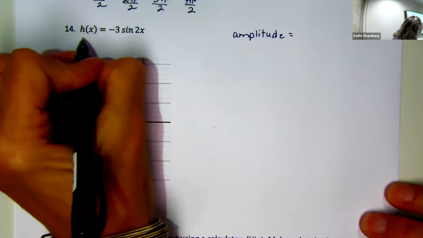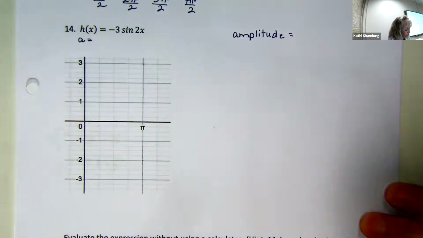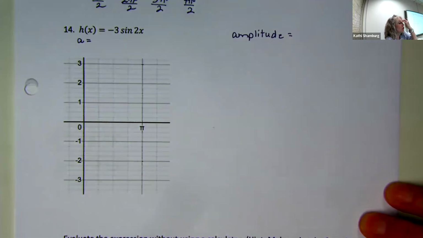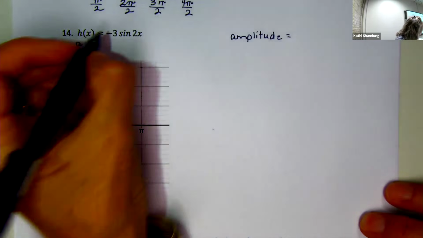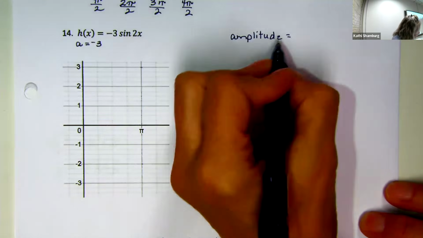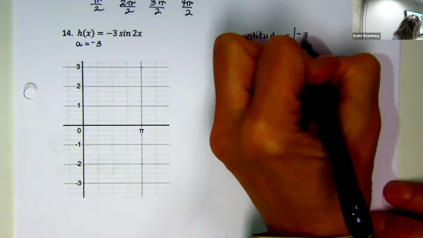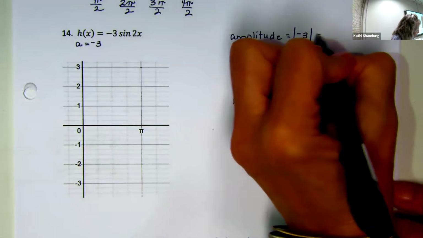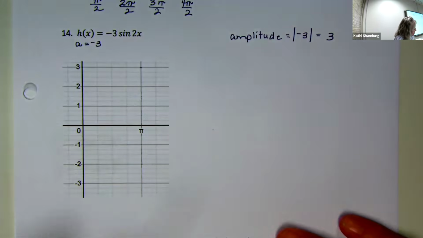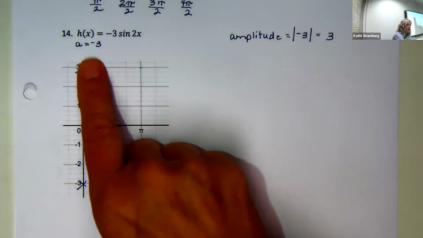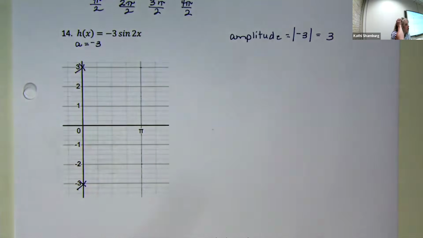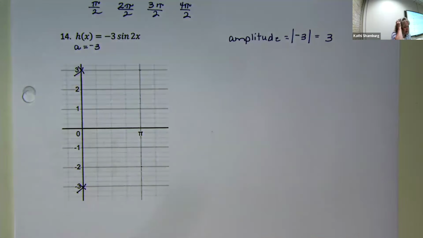All right, so in this case, what is my A? 3. Well, that's my amplitude, but what is A? -3. A is actually -3. My amplitude is the absolute value of A, so it is 3. So we know it's going to fluctuate between 3 and -3, and we already talked about it. That negative means it's going to do what first? Go down.